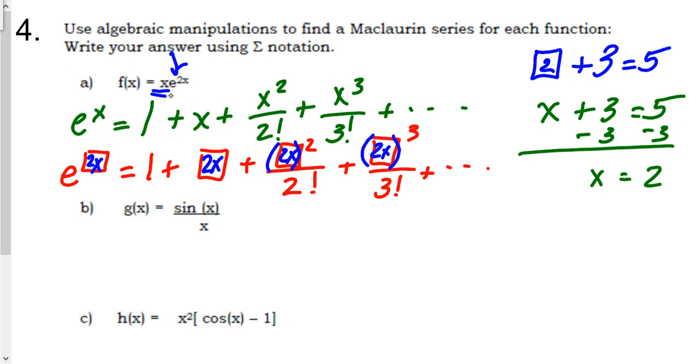You're going to write out the sine Taylor polynomial, divide each term by x. In C, you're going to take the cosine Taylor polynomial, you'll subtract 1 from it, and then you will multiply every term by x squared. Okay, please try by yourself. I expect that you pause.